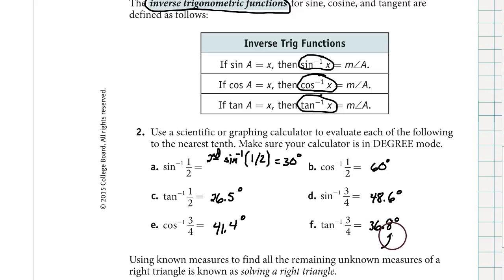Now there's different ways to round that last digit off. So if you said 36.9 or you said 36.7, that's close enough to get credit on a test in this class.